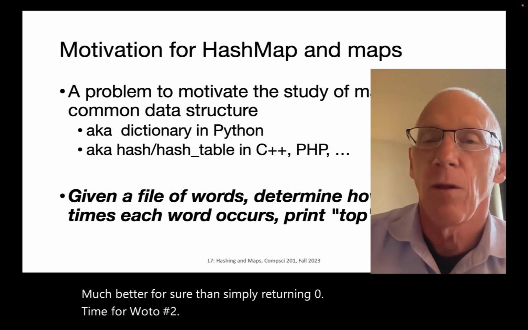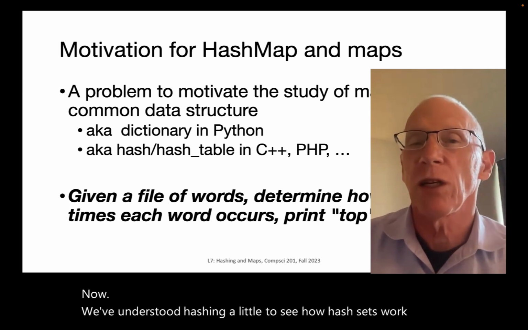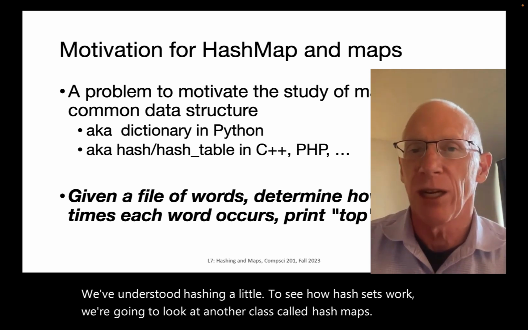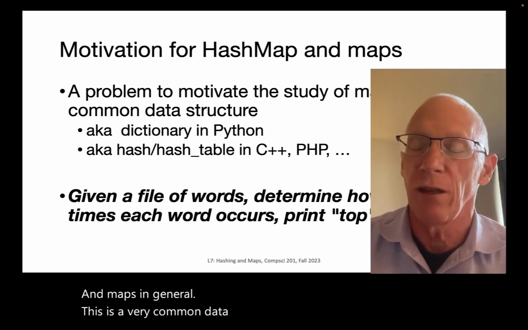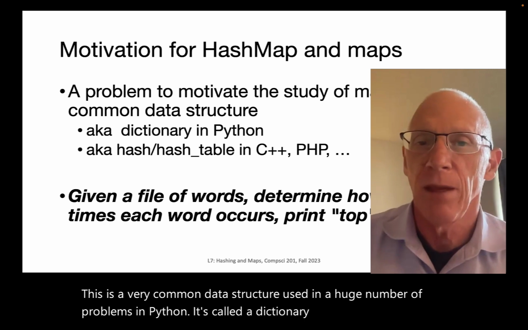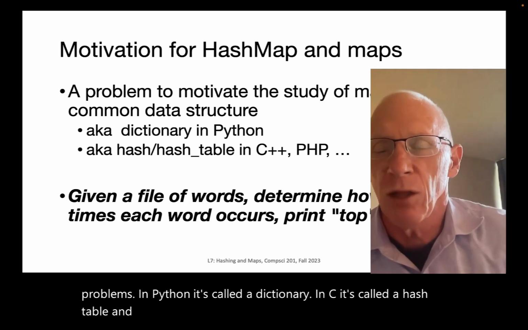Now, we've understood hashing a little to see how hash sets work. We're going to look at another class called HashMaps and maps in general. This is a very common data structure used in a huge number of problems. In Python, it's called a dictionary. In C++, it's called a hash table. In PHP, it's called a hash.